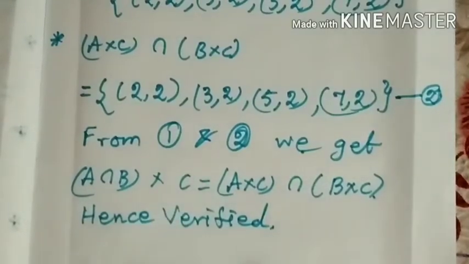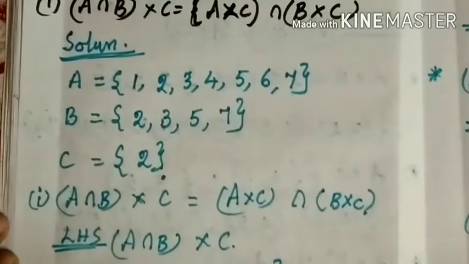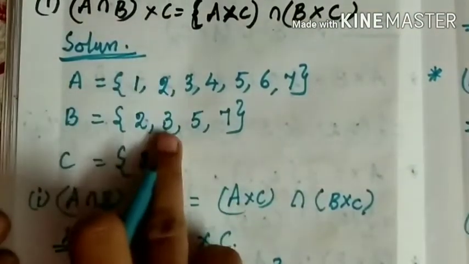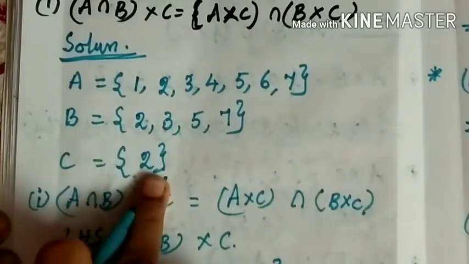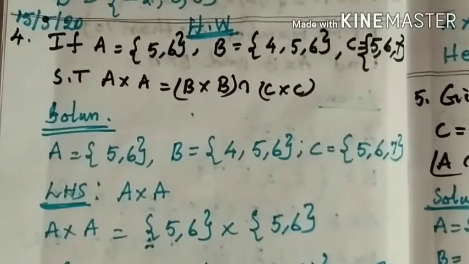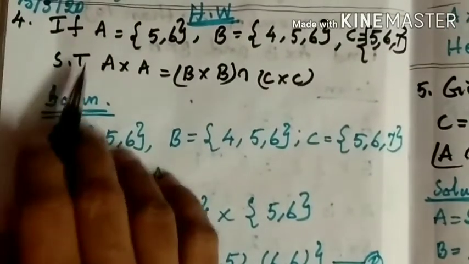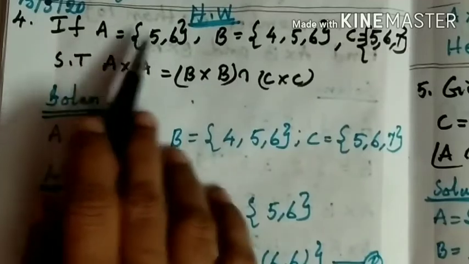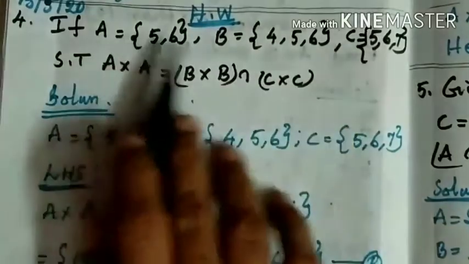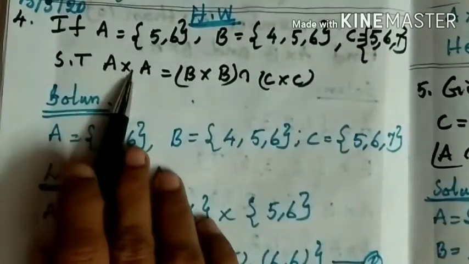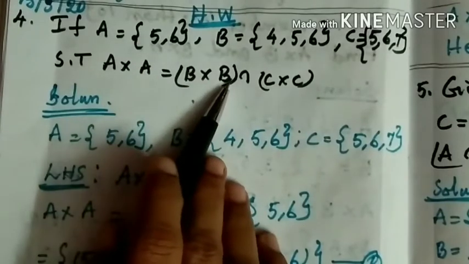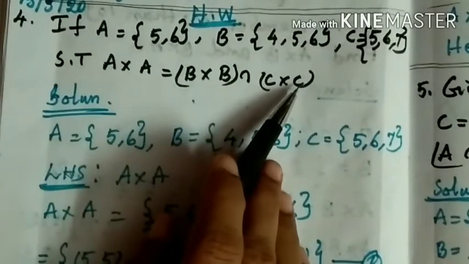Students, next subdivision you try to do as homework using these same elements of set A, set B and set C. Students, in last week's class I gave homework 4th and 5th sums. So have a look and correct it. In this 4th sum, set A, set B, set C elements are given. We have to verify A cross A equal to B cross B intersect C cross C.